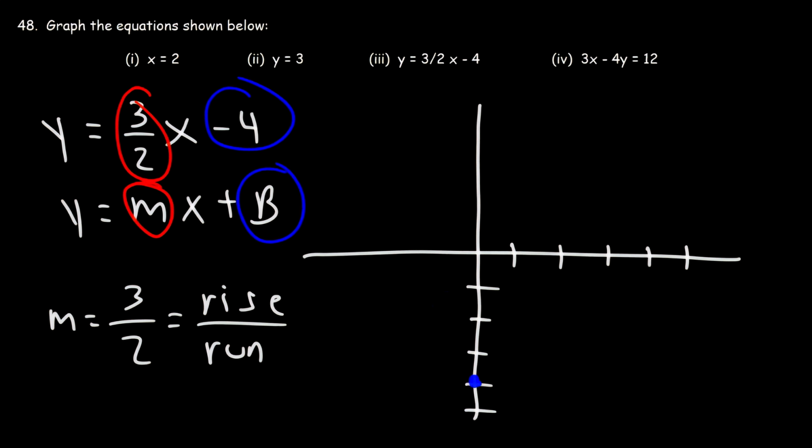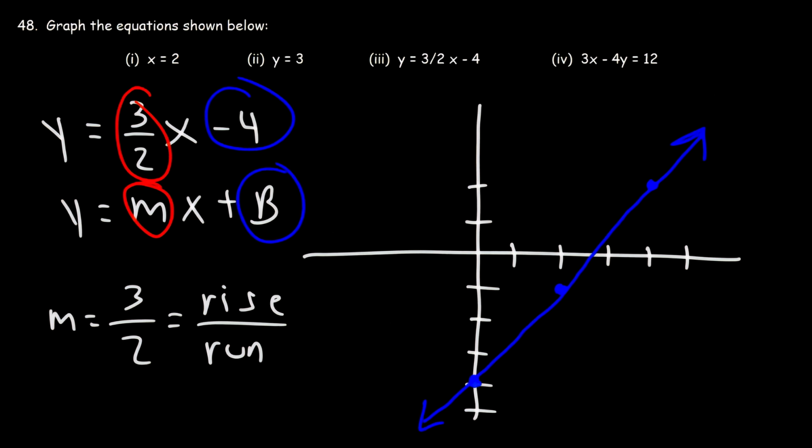So if we go up 3, that'll take us to the y value, negative 1, and then 2 to the right. Then let's repeat the process one more time. Let's go up 3 over 2. So the next point will be 4, comma 2. And after that, just connect these points with a straight line.